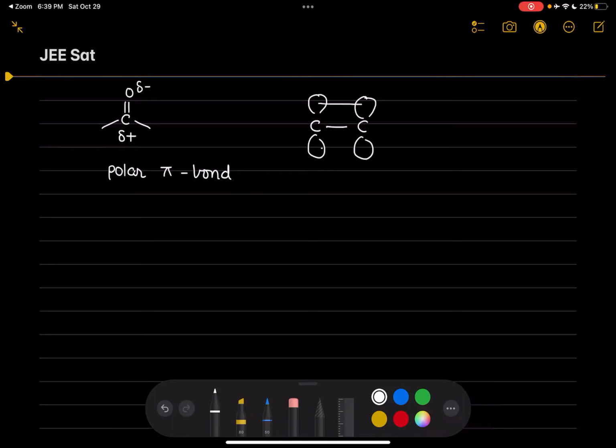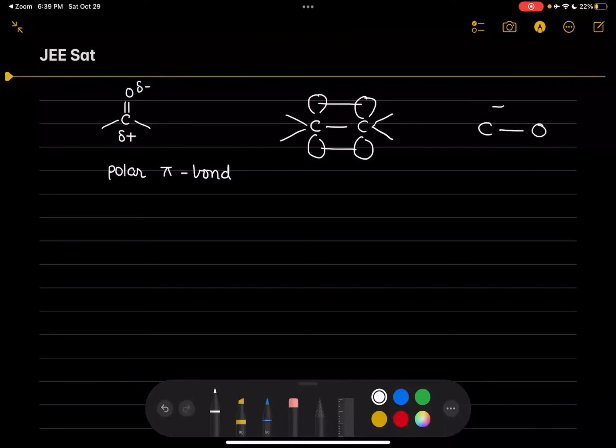It was very symmetrical. Alkenes, no accumulation of charges anywhere. Okay. And what happened in CO? Actually, the pi bond is like this. It is more pulled toward the oxygen. Oxygen being more electronegative, the electron density is more towards the oxygen. Okay, the carbon is actually having the partial positive charge.